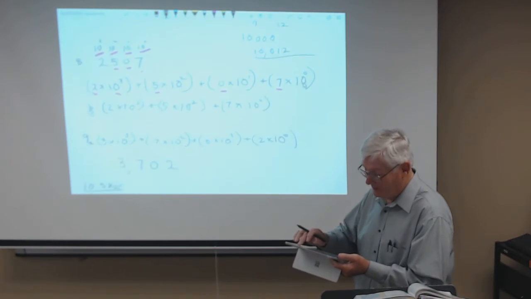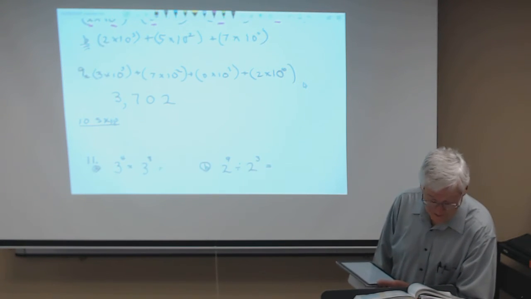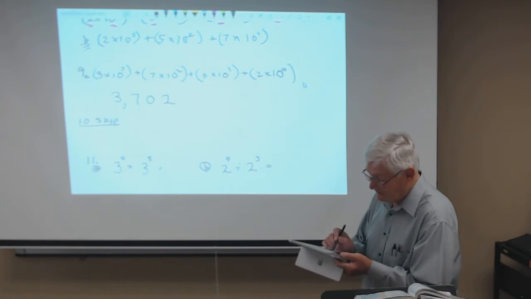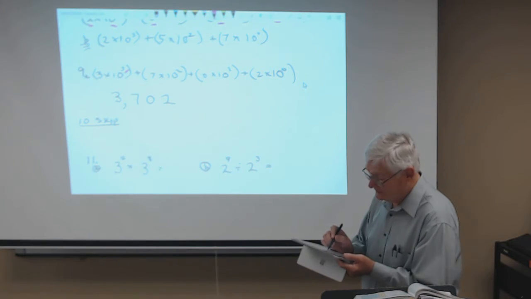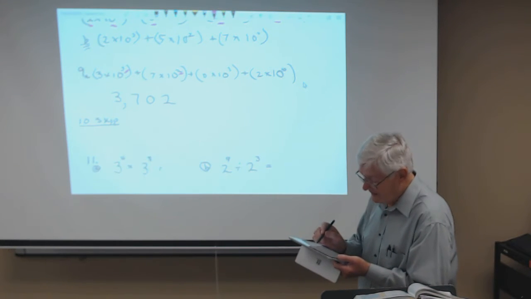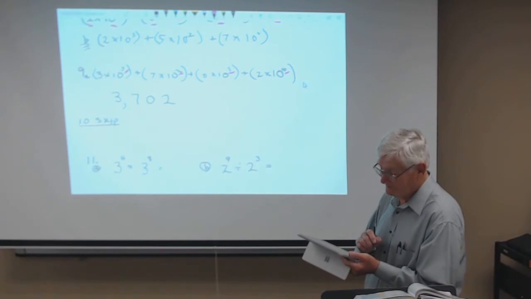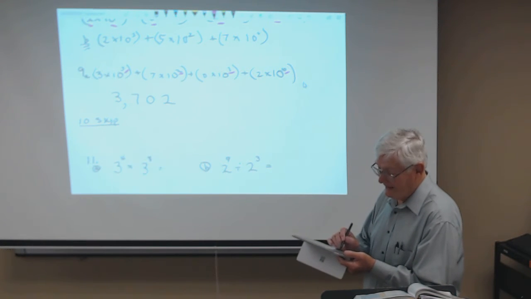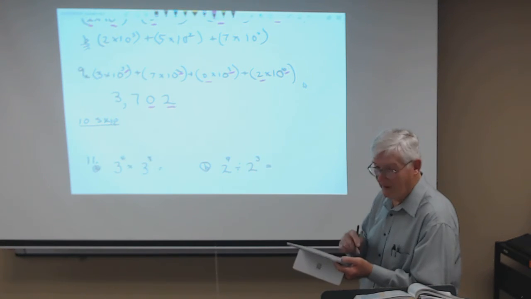In fact, when you come down to problem 9, it says, 9a, 3 times 10 to the third, plus 7 times 10 to the second, plus 0 times 10 to the first, plus 2 times 10 to the 0. So what is that? 3,702. No tens, put a 0 in there, and 2 ones. Everybody follow the process?